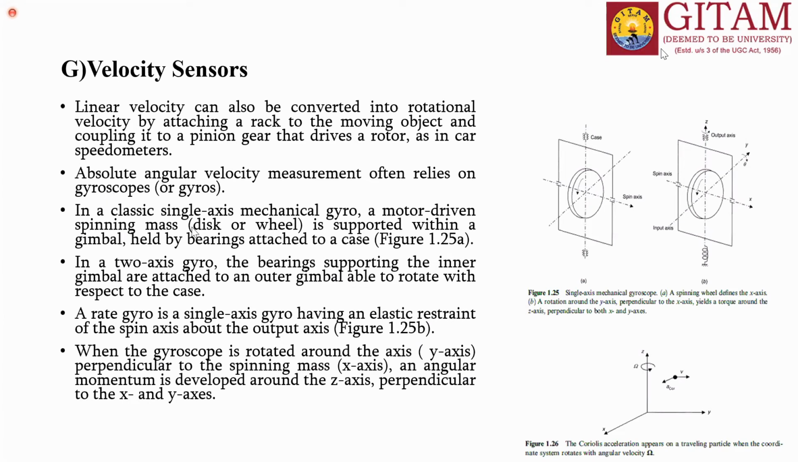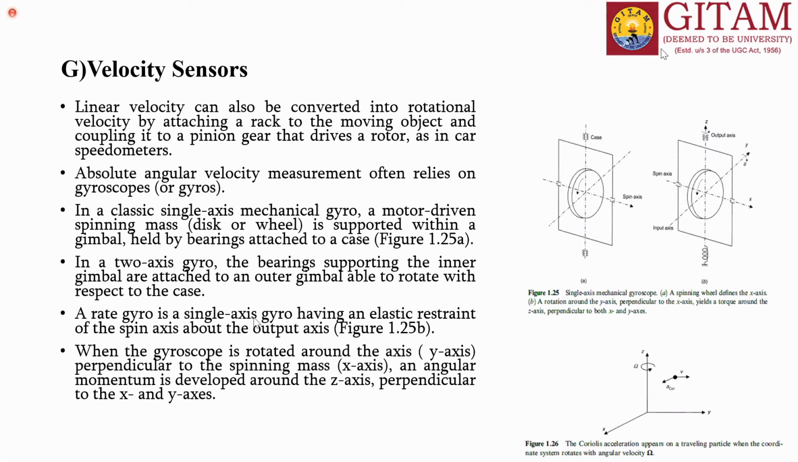In a classic single axis mechanical gyroscope, a motor driven spinning mass is supported within a gimbal held by bearings attached to a case. In a two-axis gyroscope, the bearings supporting the inner gimbal are attached to an outer gimbal able to rotate with respect to the case. A rate gyro is a single axis gyro having an elastic restraint of the spin axis about the output axis. So these are the different kinds of gyroscope.